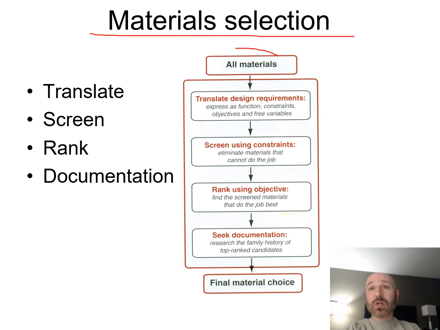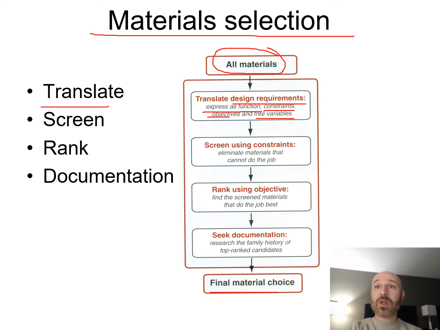So you have all your materials here. You need to make a selection for a final material choice at the end. So the first step is to translate design requirements. Again, stuff from your client, stuff from the funding agency, stuff from what you know you need for your personal project you're developing. So you express it as a function. What are your constraints? What are your objectives? What are your free variables? You're translating all of these design requirements down from there.